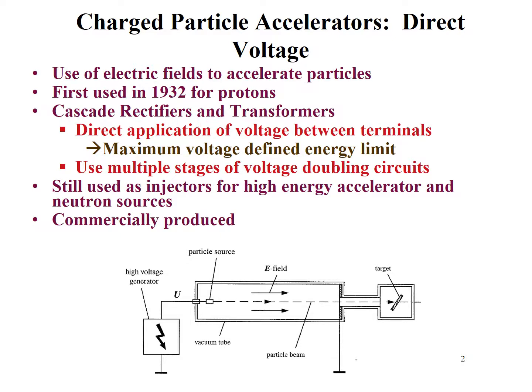And fundamentally, what's done is that a voltage is applied, and a charged particle is accelerated in a field towards that voltage. It goes from one potential to another, passes through this potential, and then hits a target, usually having enough energy to produce a nuclear reaction. These are still used as injectors for high energy accelerators and neutron sources, spallation neutron sources, and these are commercially available products.